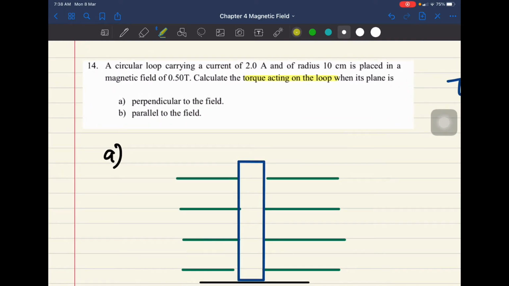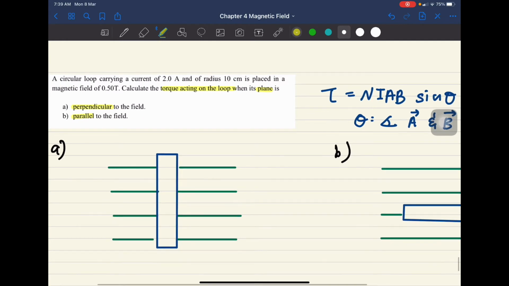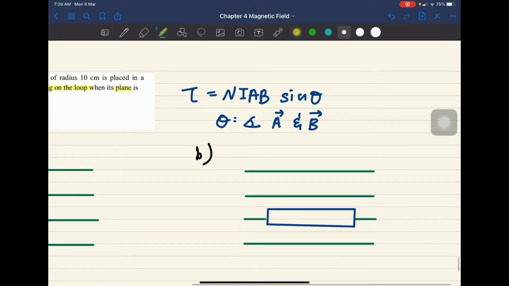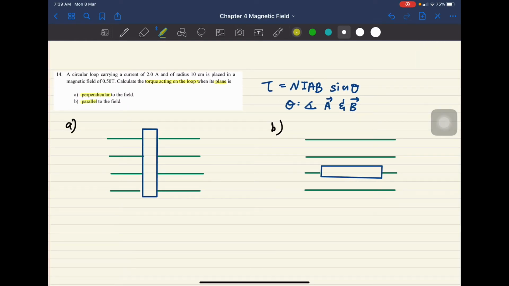This is the question. You are given a circular loop, current 2 ampere, radius 10 cm. One is perpendicular, another one is parallel. But you have to read carefully whether this one is the plane or it is the vector itself. Logically we want to use this formula, torque equals NIAB sine theta, but the theta is actually the angle between vector A and B.